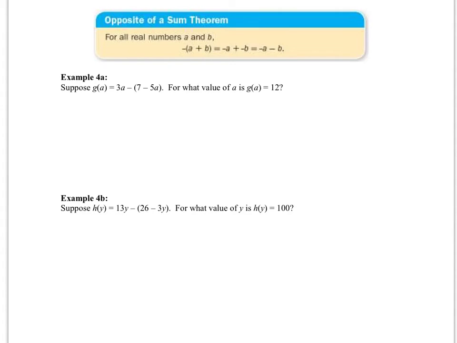The last part of this, we're going to talk about the opposite of a sum theorem. For all real numbers a and b, negative (a plus b) equals negative a plus negative b, which equals negative a minus b. In other words, let's use some numbers to help understand that better. So we have negative (a plus b).